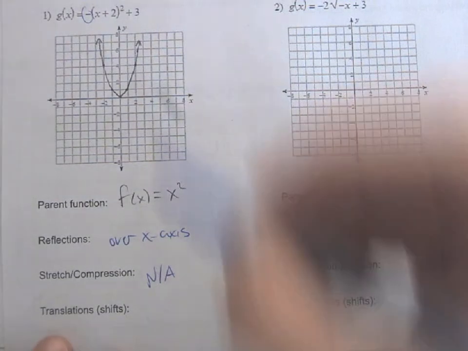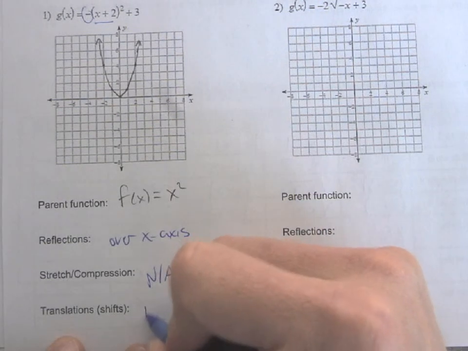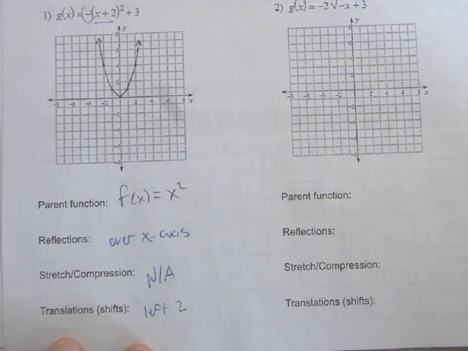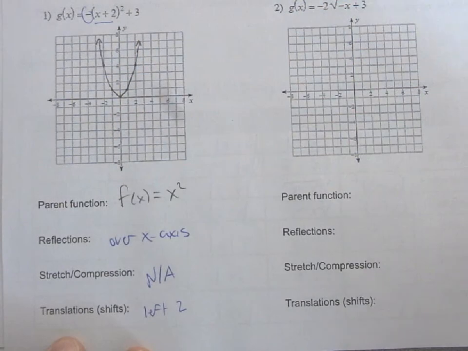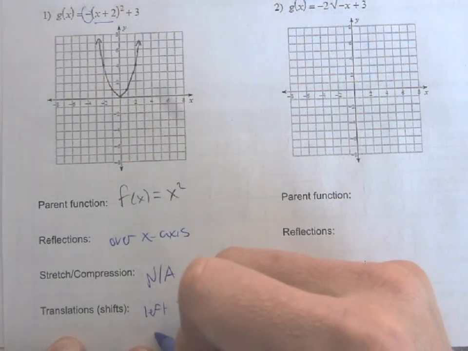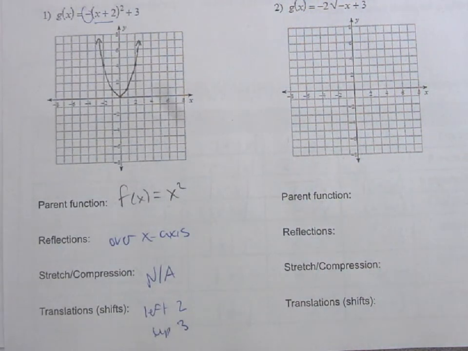But for the translations, you can see we have a +2 on the inside with x. So that's going to be a left 2 shift. And then we have a +3 on the outside, after the square happens. So that's going to happen after. That's going to affect the output. That's going to move it up 3. Okay, so that's what we need to have here.